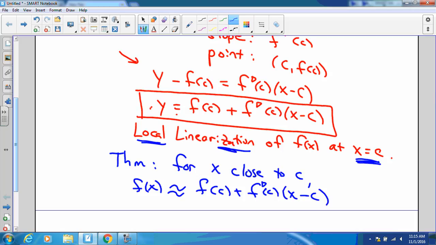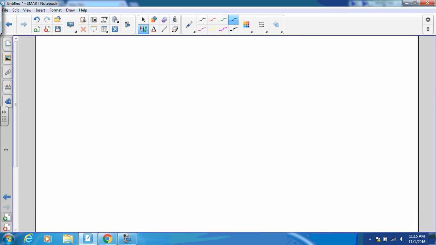Does that make sense to everybody? Okay. Now, let's actually see how this works. Jason. Local means small range. Exactly. For x close to c. Exactly.